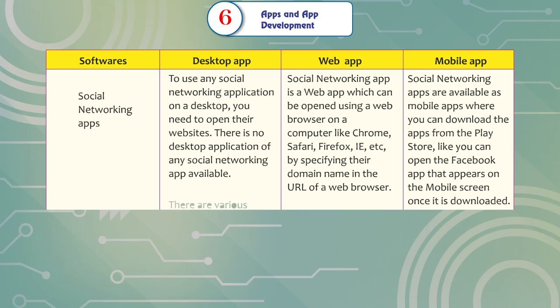To use any social networking application on a desktop, you need to open their websites. There is no desktop application of any social networking app available. Social networking app is a web app which can be opened using a web browser on a computer like Chrome, Safari, Firefox, IE, etc. by specifying their domain name in the URL of a web browser. Social networking apps are available as mobile apps where you can download the apps from the Play Store, like you can open the Facebook app that appears on the mobile screen once it is downloaded.